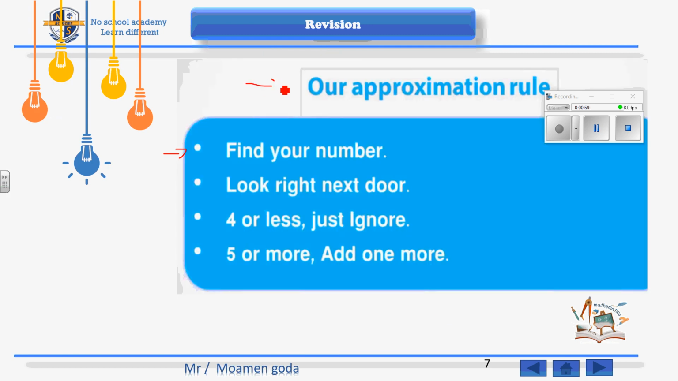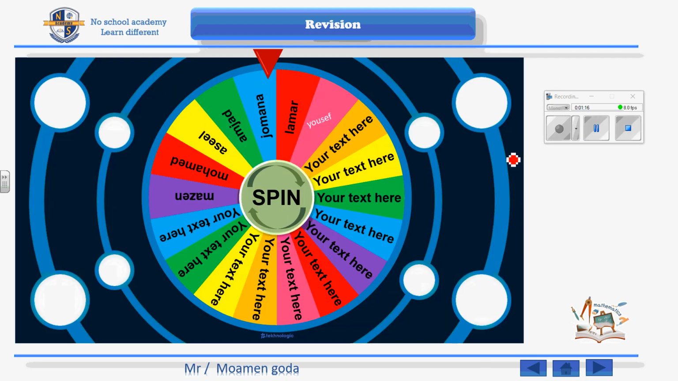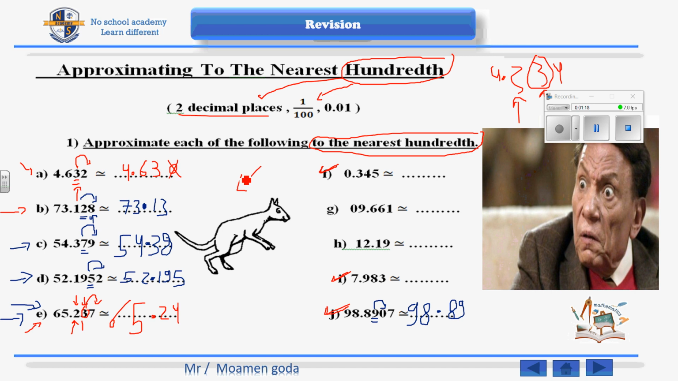Our approximation rule is like our rounding rule. Step number 1, find the number which you want to approximate. After that, look right next door. If it is 4 or less, just ignore. If it is 5 or more, add 1 more. And we solve some examples.